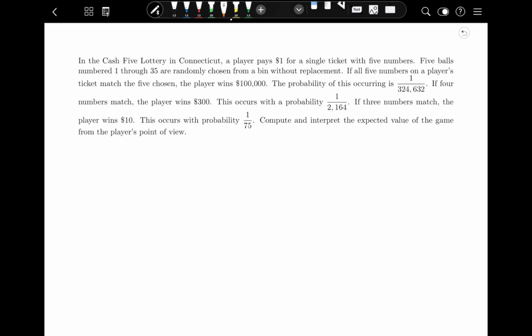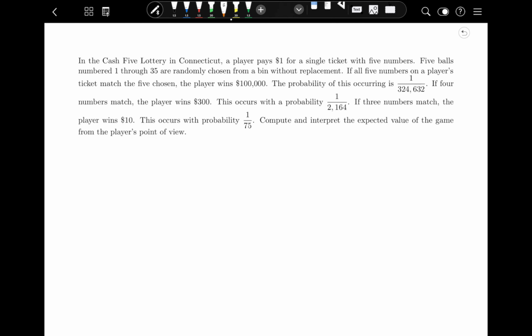This occurs with a probability of 1 in 2,164. And if 3 numbers match, the player wins $10. This occurs with a probability of 1 in 75. Compute and interpret expected value of the game from the player's point of view.